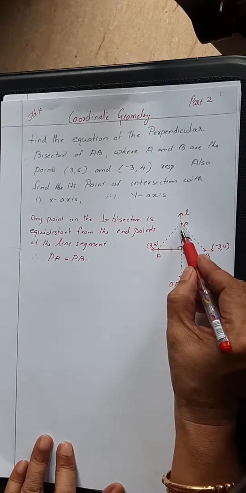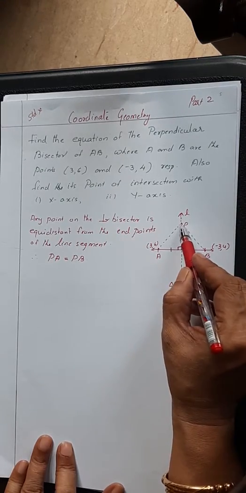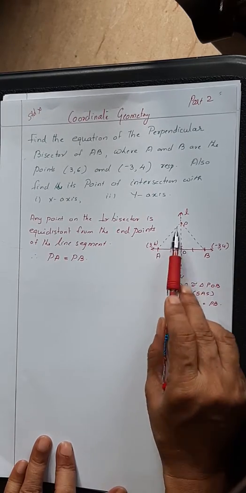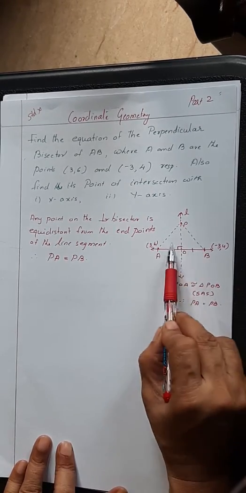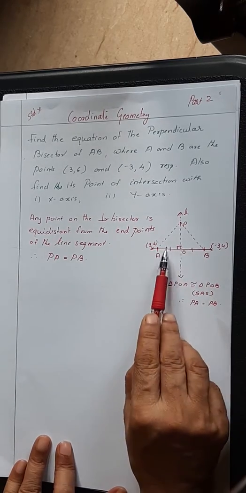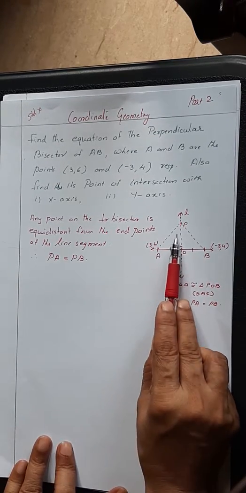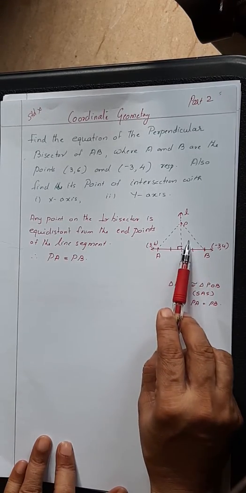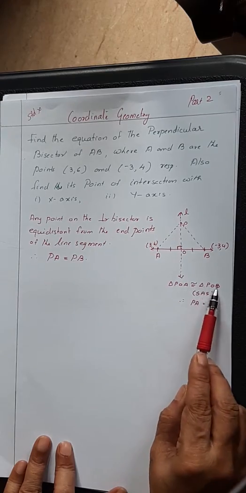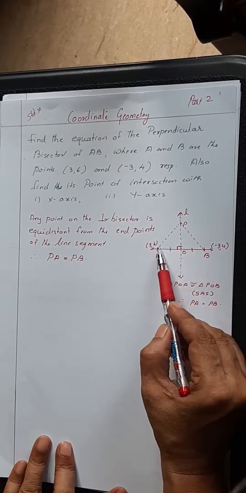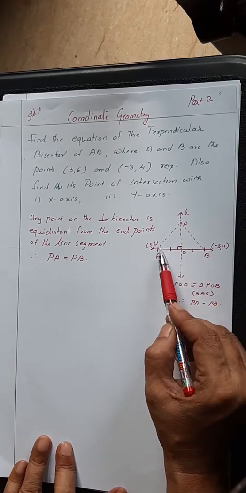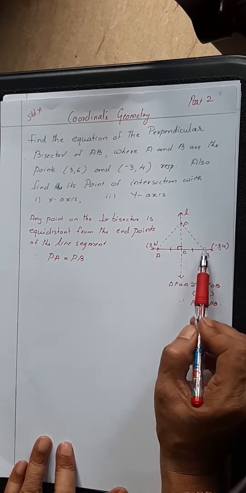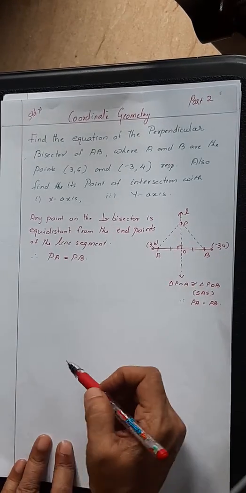Now if you consider a point P on this line and consider these two triangles, then we can say triangle POA and POB are congruent because these are equal, this is 90 and this is common. So by SAS, we can say the two triangles are equal. Then PA is equal to PB. So the distance from the point on the perpendicular bisector to the end points is always equal. So PA is equal to PB. That is what we are going to use.